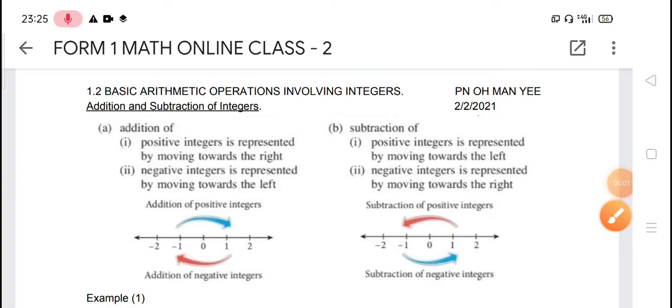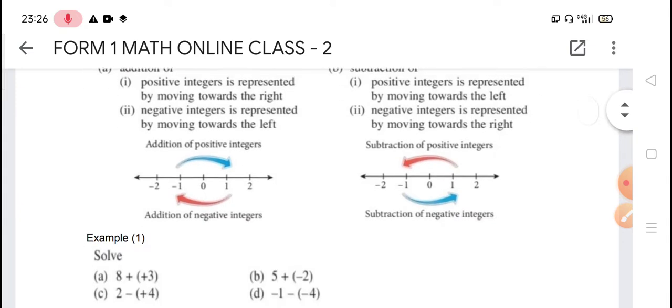Okay, students, this video is to discuss the homework that you had done for the second online class. For the second online class, we had learned 1.2 basic arithmetic operations involving integers, which means we add, subtract, multiply and divide the integers. Here are the examples that we have been going through.